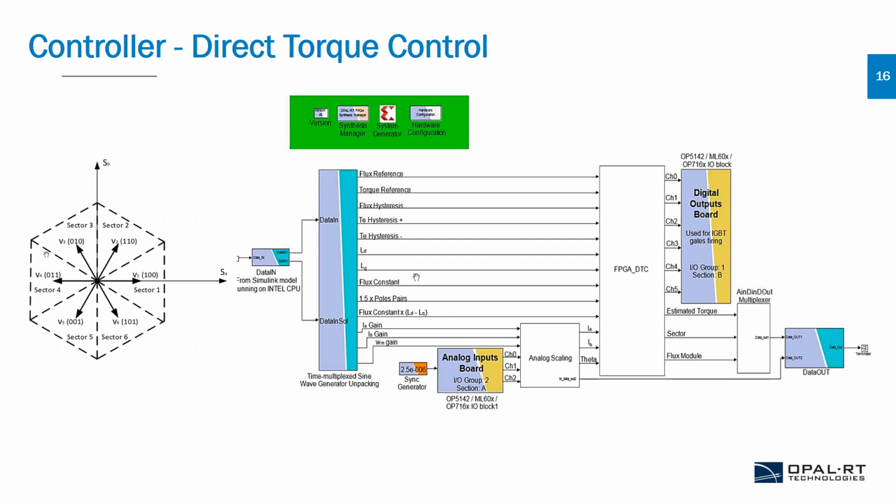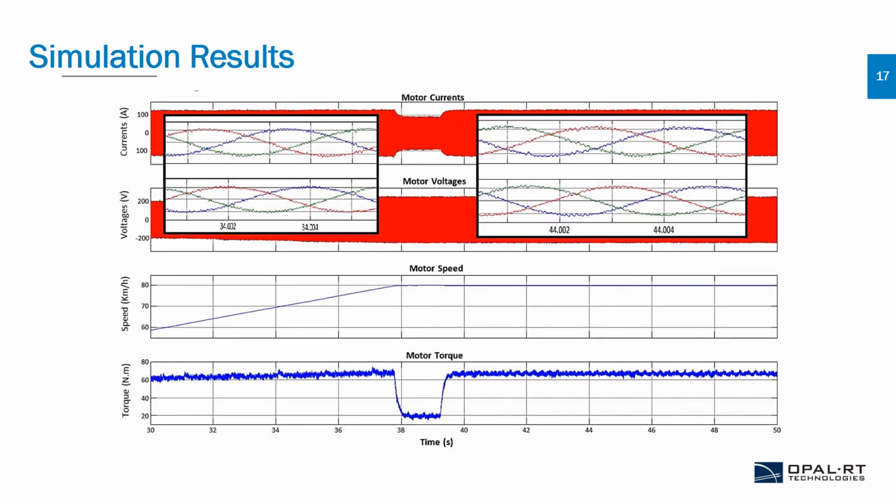The analog input-output subsystem monitors the analog outputs to be sent to the DTC controller simulator, like the motor currents and the electric angle to be used for flux estimation. The direct torque control block also receives these inputs and determines the necessary gating pulses for the power converter. The next slide shows the simulation analysis of this model developed.